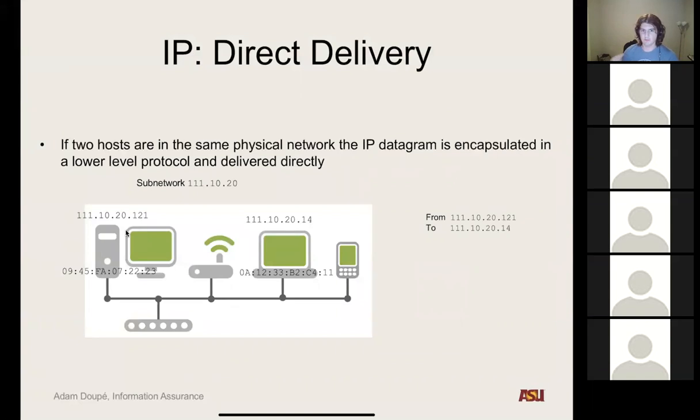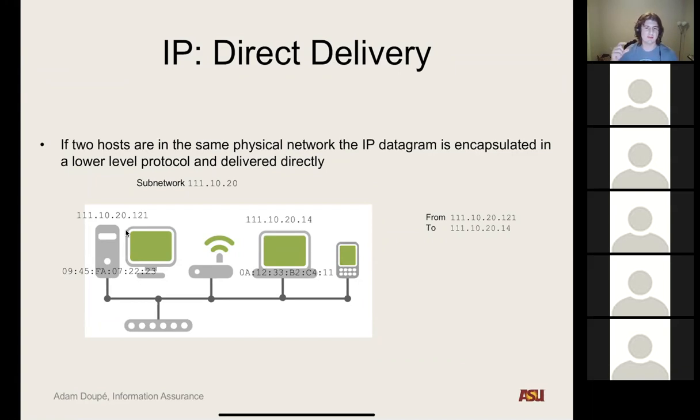let's go with what we just talked about. I know I am 111.110.20.121, so I know my IP address. I know my subnet mask. I know my Ethernet address. And let's take it back to the beginning: how do I know where I want to send or make a connection to on the network?